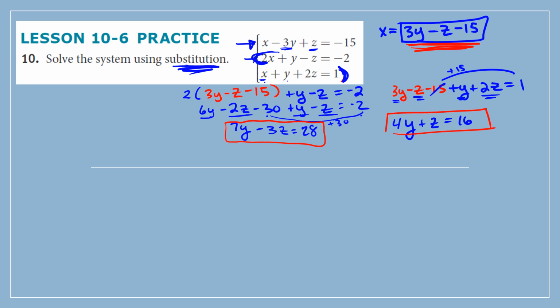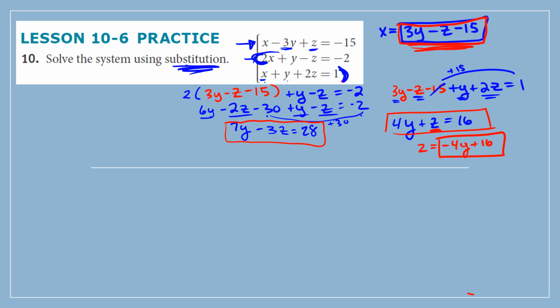And now I want to isolate another variable. So the easiest one, I've got 7y, negative 3z, 4y, and z. This one right here is the easiest one for me to isolate. If I subtract 4y from both sides, I'll get z equals negative 4y plus 16. So that's what z equals. We know what x equals up here, okay?